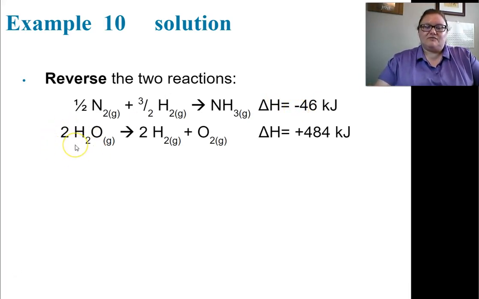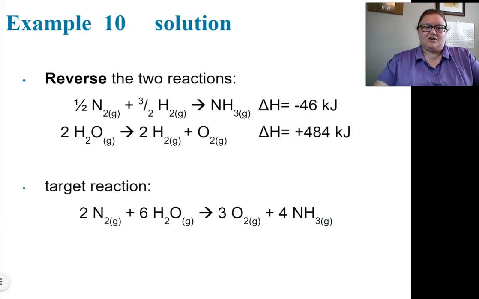And originally we were given water here as a synthesis reaction, but now we've flipped it to get water on the reactant side, so now we're showing a decomposition. And in doing that, we need to flip its delta H sign as well. This was originally negative 484, now it's a positive 484 kilojoules.